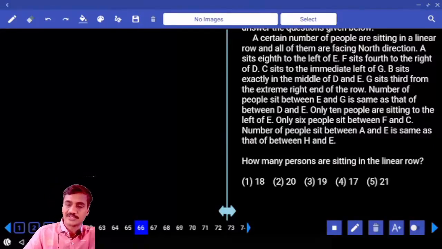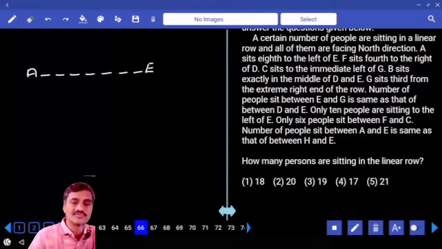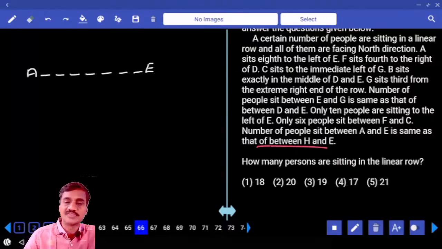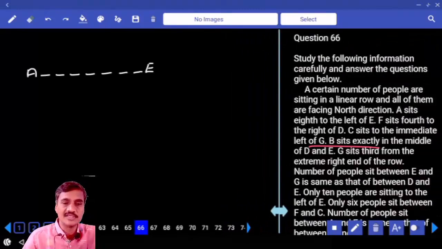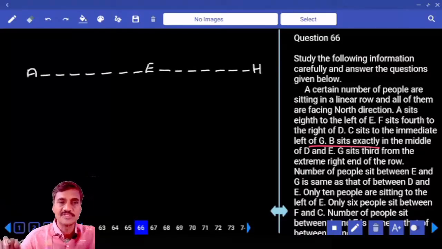Then the next one: a certain number of people are sitting in a straight line, linear, and all of them are facing north. A sits 8th to the left of E. If A is here, then 1, 2, 3, 4, 5, 6, 7. A is 8th to the left of E. Does it fit or not? Next: the number of people between A and E is the same as that between H and E. How many people are between A and E? 7. And between E and H we need to have 7: 5, 6, 7. H is here. At minimum, these many people were there.